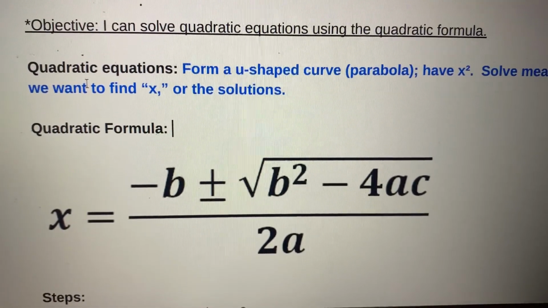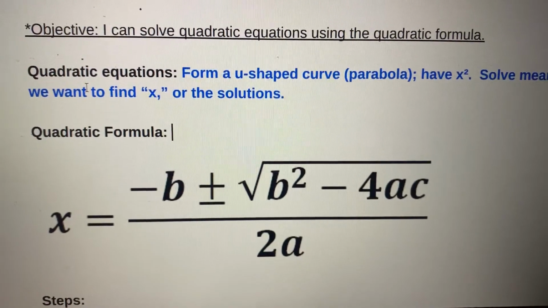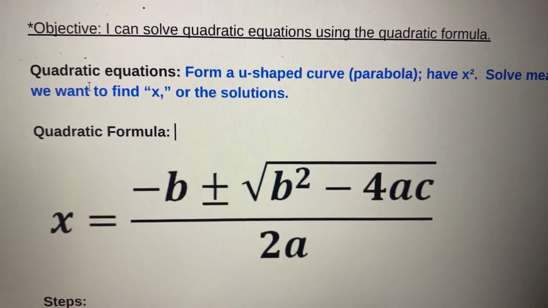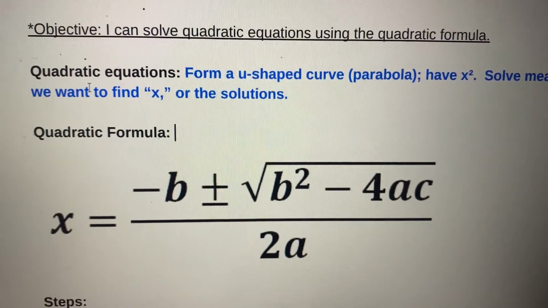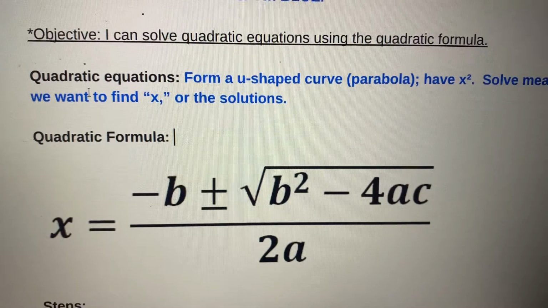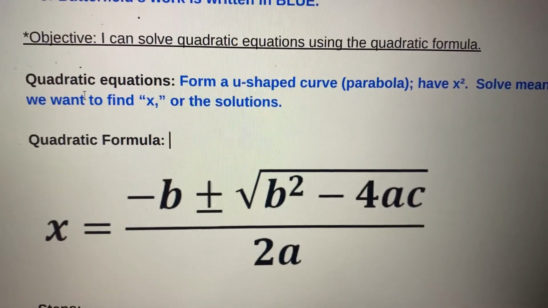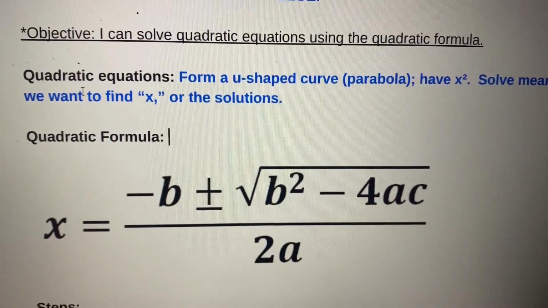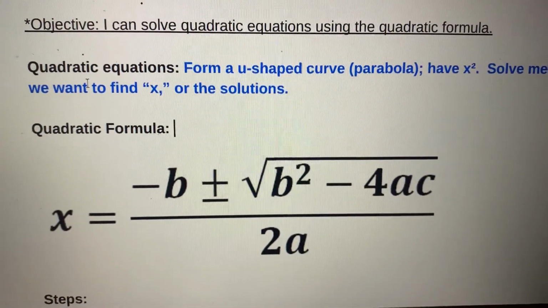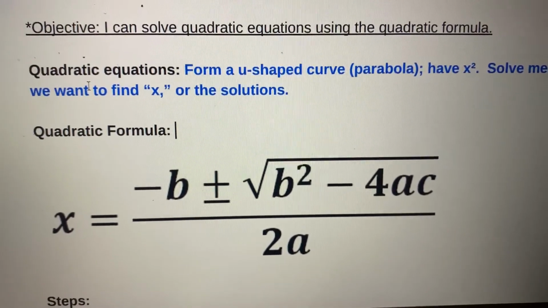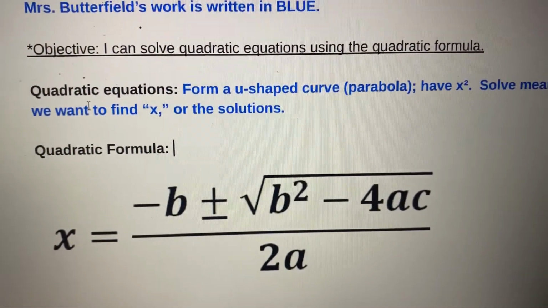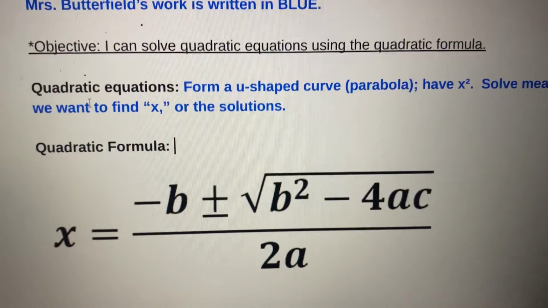It does look pretty long, but I'll show you there's just 3 easy steps and we just plug numbers in for the letters. So the quadratic formula is x equals negative b plus or minus the square root of b squared minus 4ac all over 2a. Definitely long, but don't worry about it. Like I said, there's only 3 steps, and then once we follow those steps, it's not too bad. We also get to use Desmos.